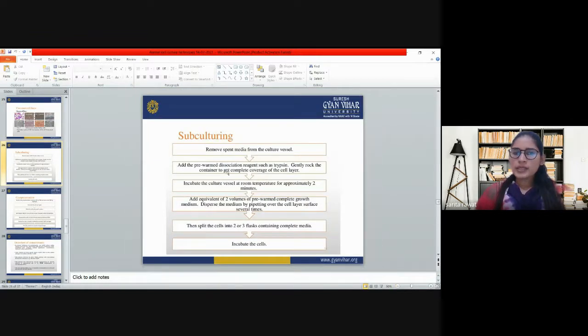Then when we talk about subculturing, we have to remove spent media from the culture vessels, then add the pre-warmed dissociation reagents such as trypsin, and gently rock the container to get complete coverage of the cell layer. Incubate the culture vessels at room temperature for approximately 2 minutes. Then add 2 volumes of pre-warmed complete growth medium. Disperse the medium by pipetting over the cell layer surface several times. Then split the cells into 2 or 3 flasks containing complete media and incubate the cells.